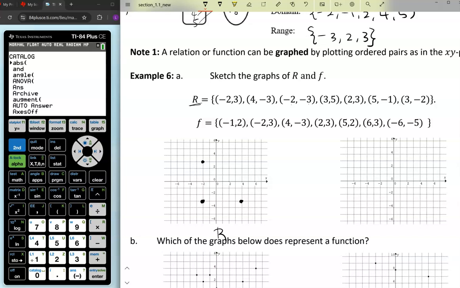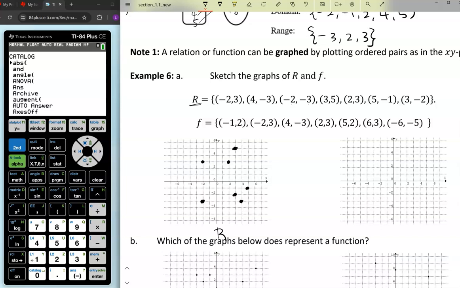3, 5. Let's see. 3 on the x, 1, 2, 3. Then up 1, 2, 3, 4, 5 on the y. 2, 3. It's 2, 3. And then 5, -1. 5 on the x, 1, 2, 3, 4, 5, -1 down. And then 3, -2. 1, 2, 3, 1, 2.